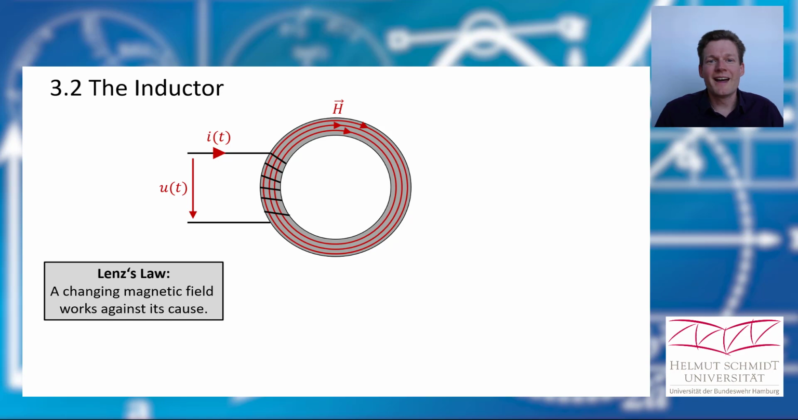And now we can come to and understand the element equation of an inductor. We have a voltage drop at an inductor when the current changes. And the other way around, if we derive the current by the time and multiply it with the inductance, then it leads us to the voltage drop.